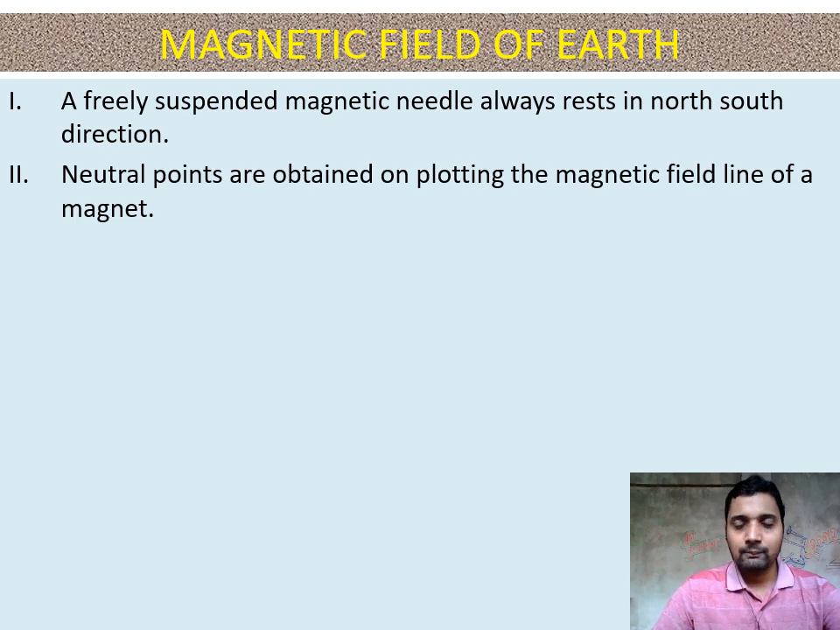Second, neutral points are obtained by plotting the magnetic field lines of a magnet. We'll discuss neutral points next. When you plot the magnetic field practically, by taking a bar magnet and a magnetic compass on a paper and drawing the magnetic lines of the bar magnet, we will always get a neutral point.